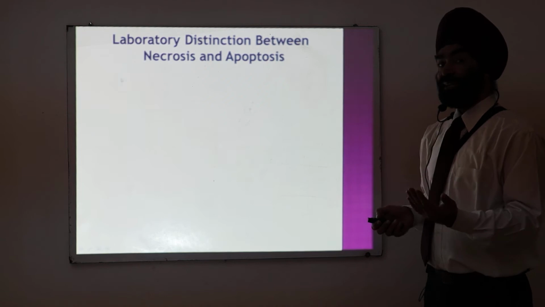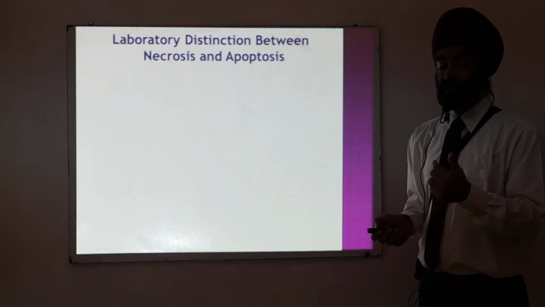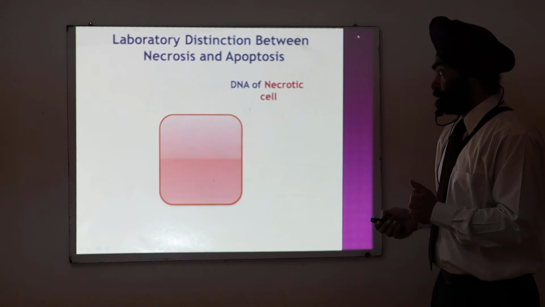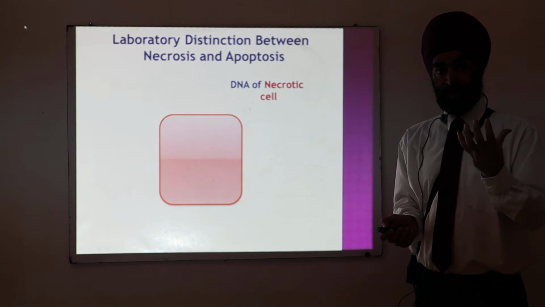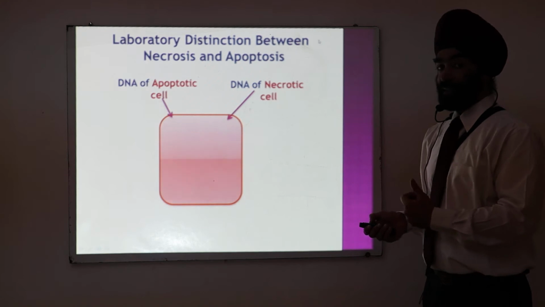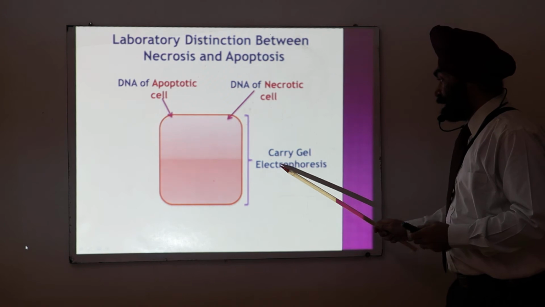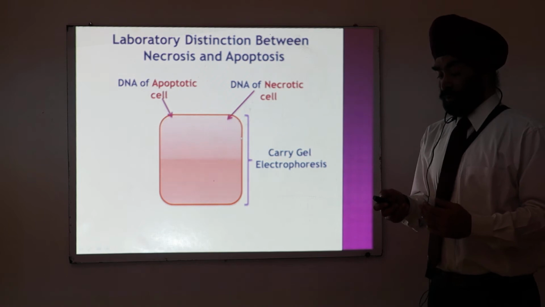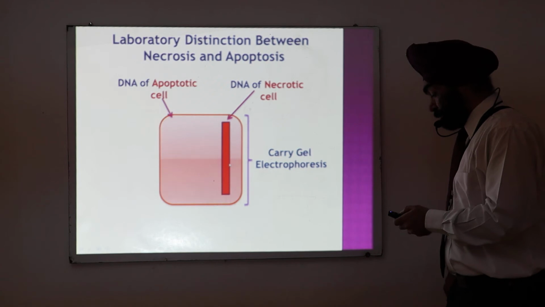Now, how can we distinguish whether a cell is necrotic or apoptotic? There are a number of methods. I'm just discussing one of them. Let's say you take a necrotic cell and isolate the DNA. Similarly, you take an apoptotic cell and isolate the DNA. Then you carry out gel electrophoresis. Gel electrophoresis is a method to separate charged molecules. So if you carry out the DNA separation, this kind of pattern is produced.